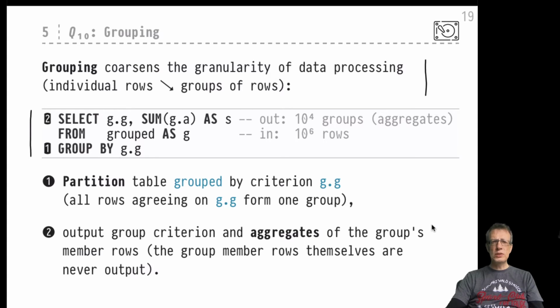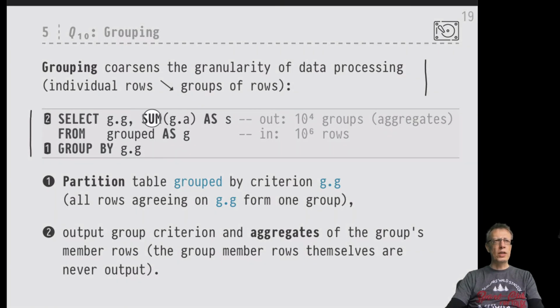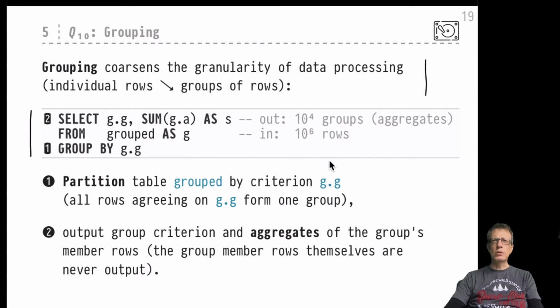All that we will see is the grouping criterion itself, which is column G here, and an aggregate like the sum aggregate or the max, the min or the average aggregate of all the rows inside the groups. This is what leads to the output cardinality reduction that we observe. So it's all about the efficient implementation of this particular operation, grouping.